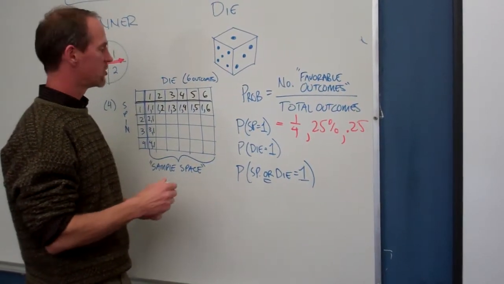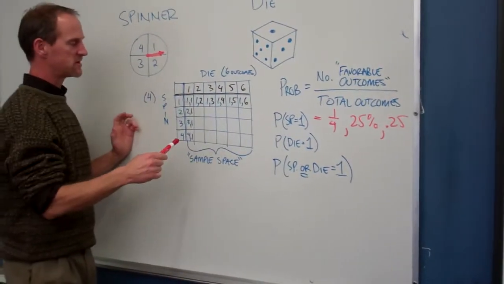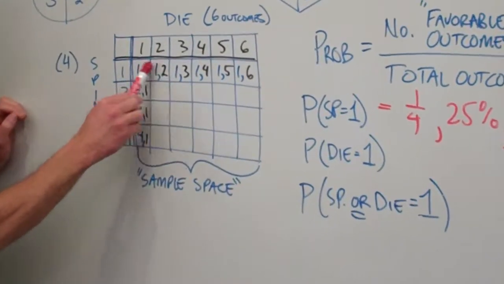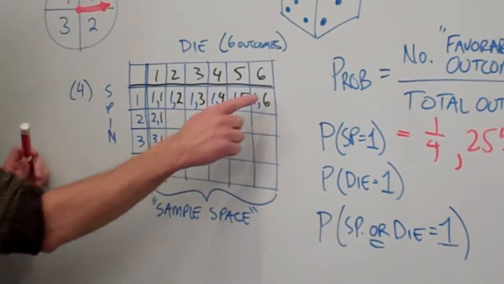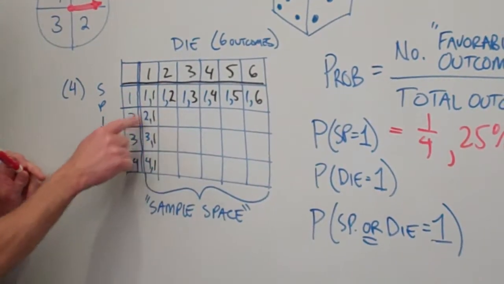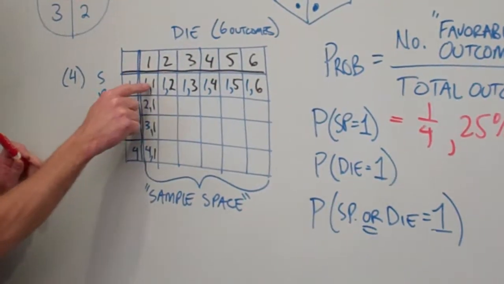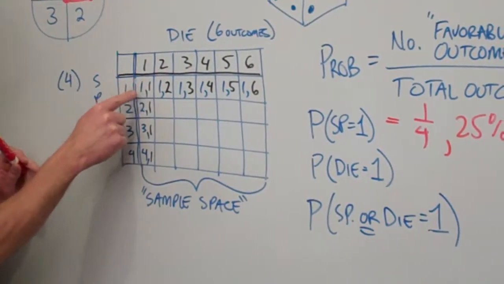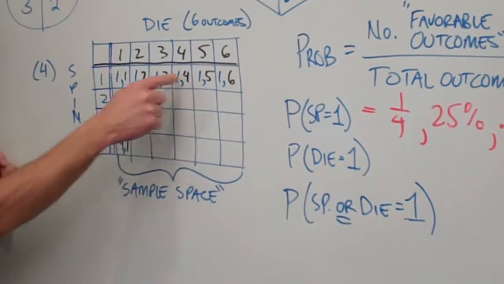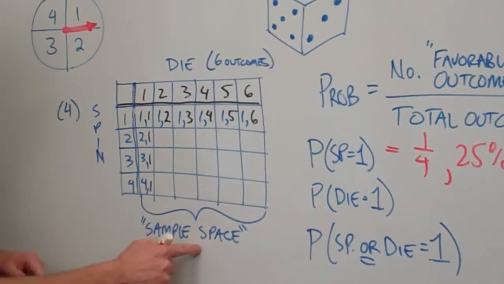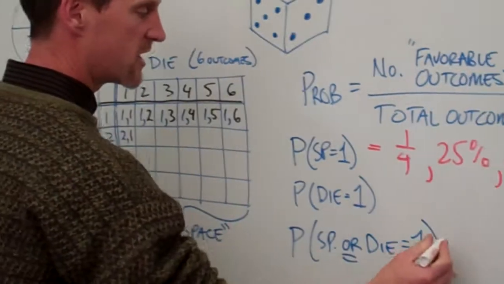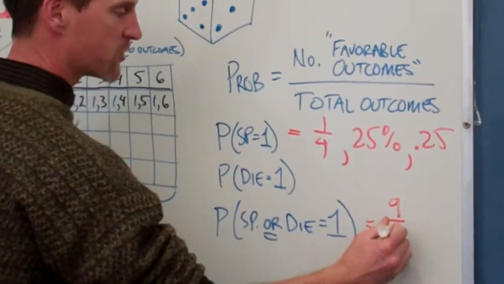Well, the way we look at it is if we look at the whole sample space, how many of these squares have 1s in them? And I've blocked those out. That is this 6 here, and then these 4 here, but I don't want to count this one twice because there's a total of 6 plus 3, a total of 9 of these squares out of a total of 24. So the answer here is 9 out of 24.